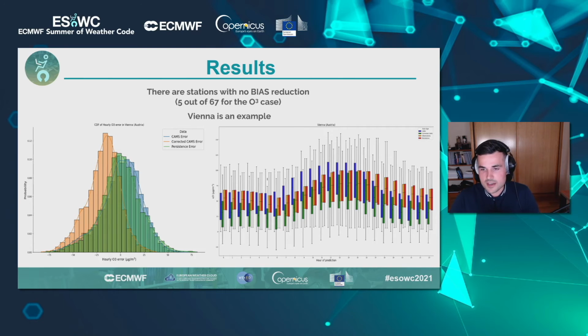Not all stations have an improvement, as shown in the results table two slides before. So we are showing here just an example of a station which doesn't improve the raw CAMS forecast. This is the example of Vienna for the O3 case, in which we can check that the CDF shows the error is just centered at 0, so there's not much to improve. Next slide.